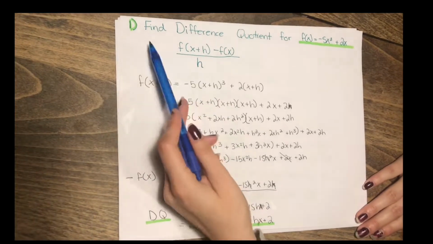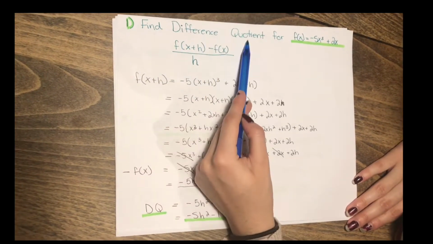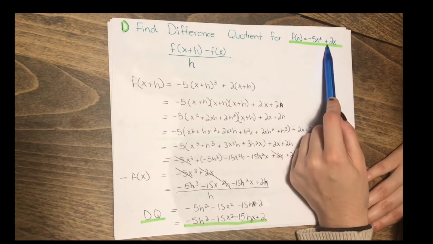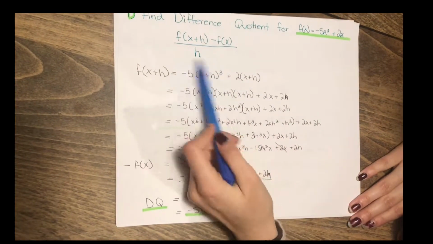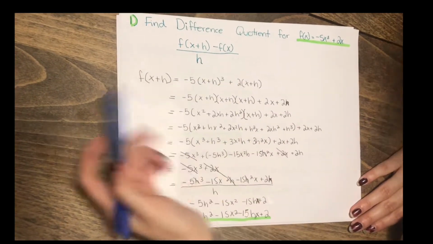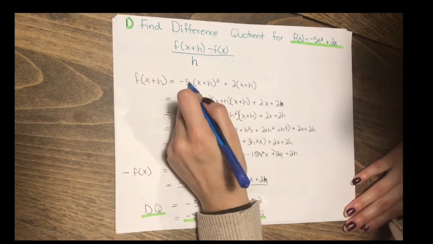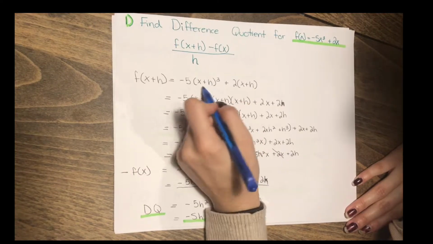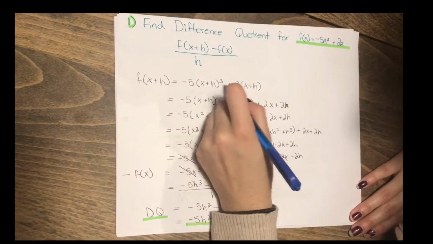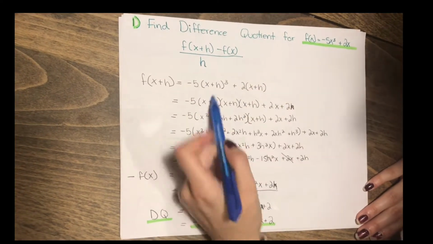For the first problem, we're going to be looking for the difference quotient for the equation f of x equals negative 5x to the third plus 2x. We're going to be using the difference quotient formula to solve it. So for every x, we're going to be plugging in x plus h. It's going to be negative 5 times (x plus h) to the third power plus 2 times (x plus h).